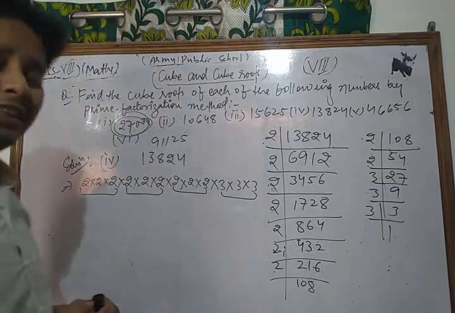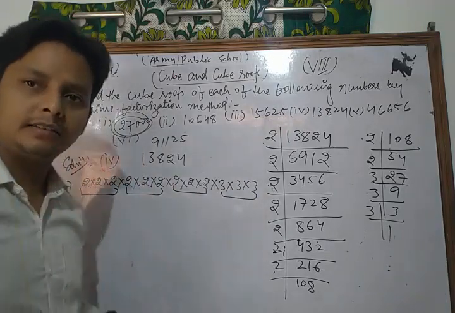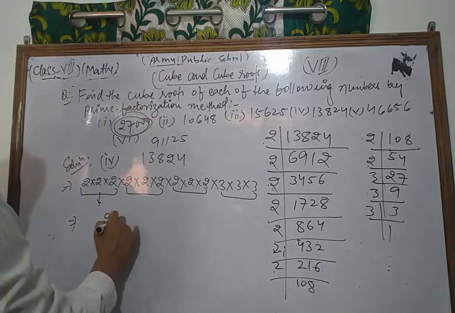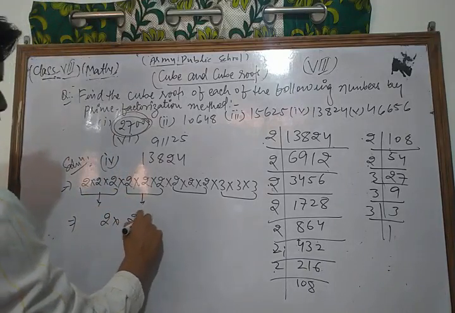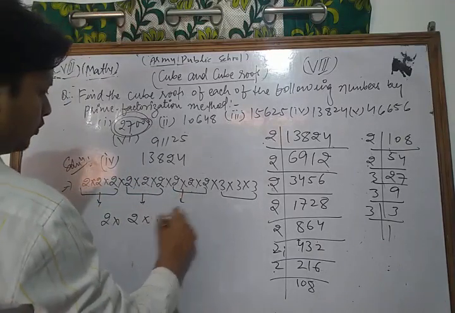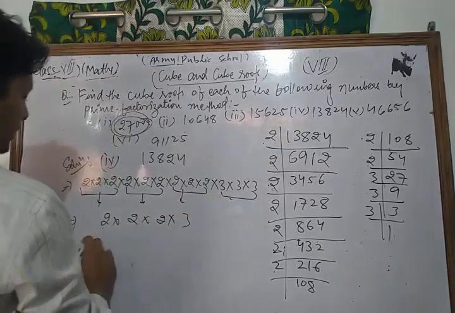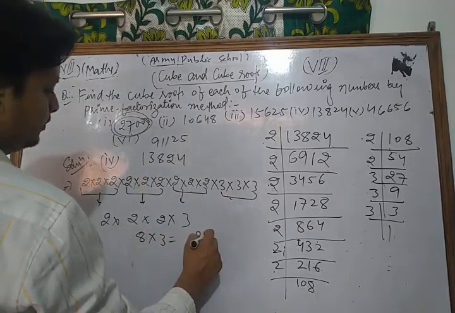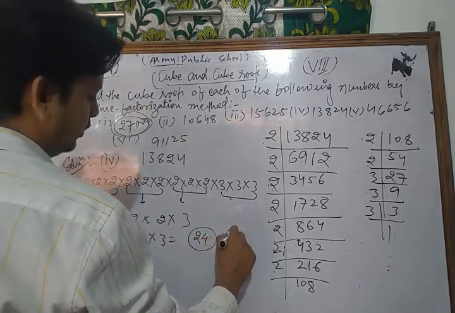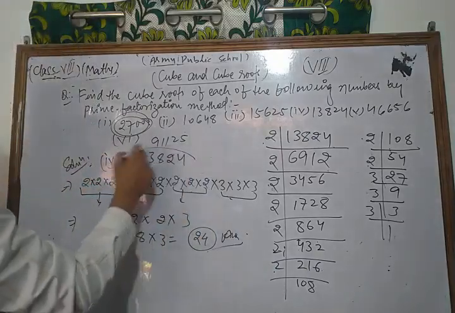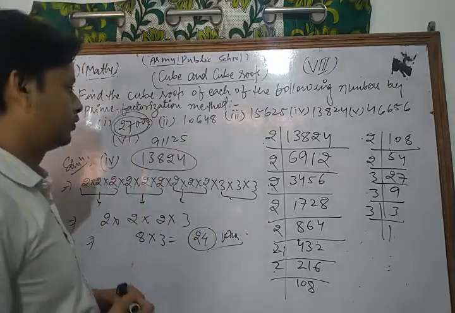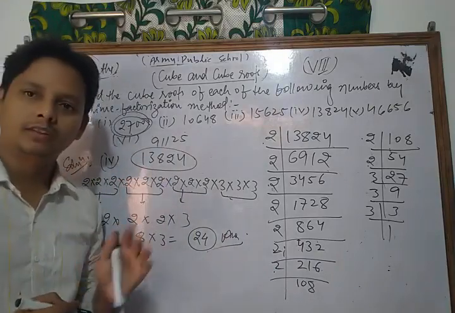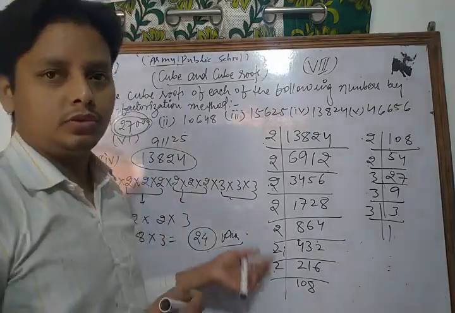Now from each and every triplet we take one number common out. So from this triplet we take 2, from this triplet we take 2, from this we take 3. Now we multiply them, 2 2s are 4, 2 4s are 8, 8 3s are 24. So 24 is the required cube root of 13,824.